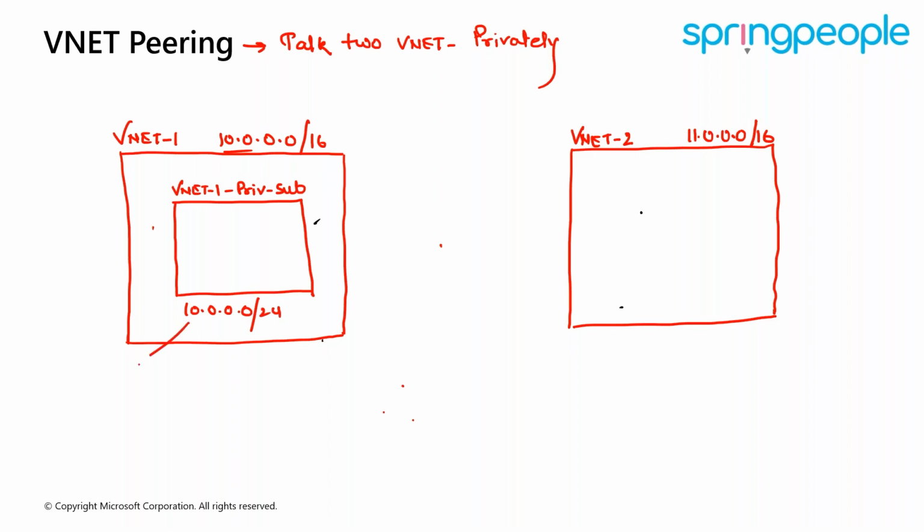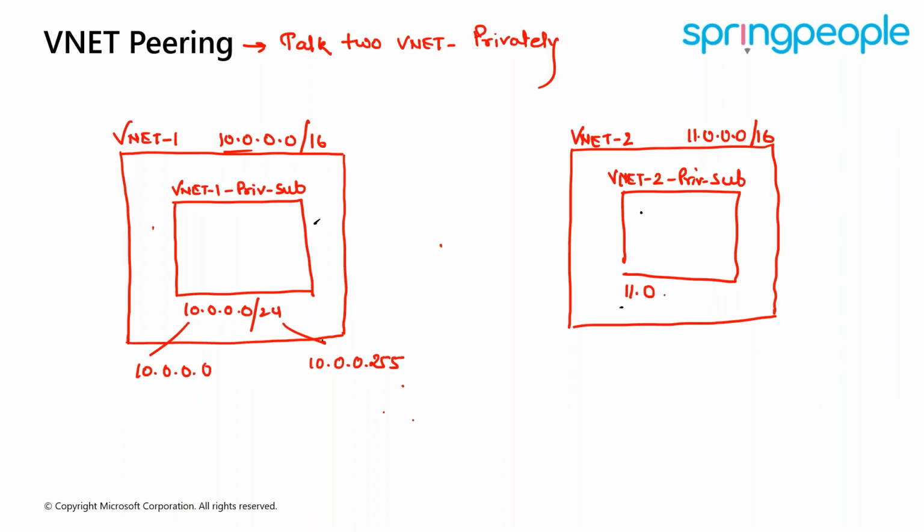So it's having a range of 10.0.0.0 till 10.0.0.255, and you know that. And also I created one VNet 2 private subnet and I gave it a CIDR 11.0.0.0/24. So it means 256 IPs. So it will go from 11.0.0.0 till 11.0.0.255. Now what? We make two servers here.